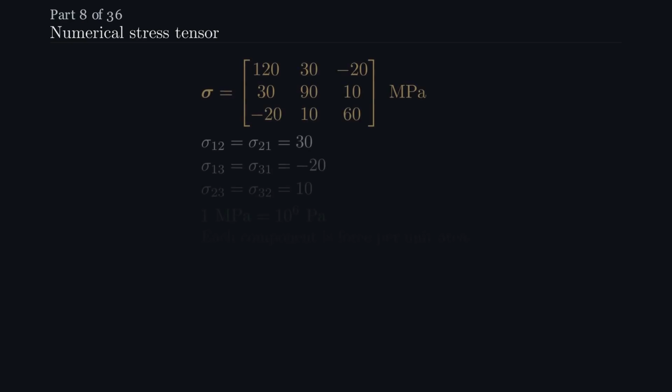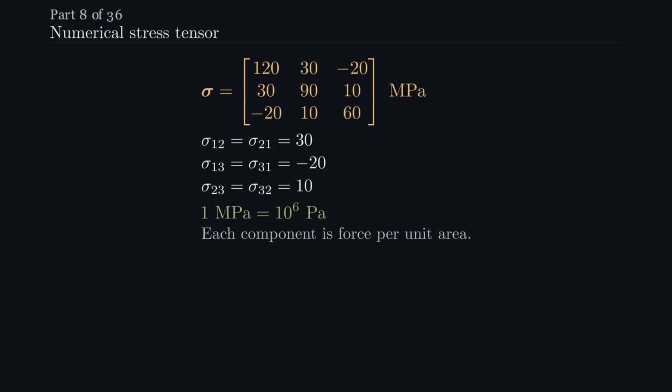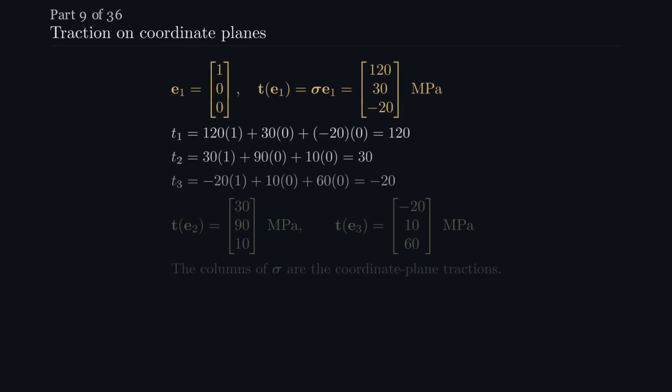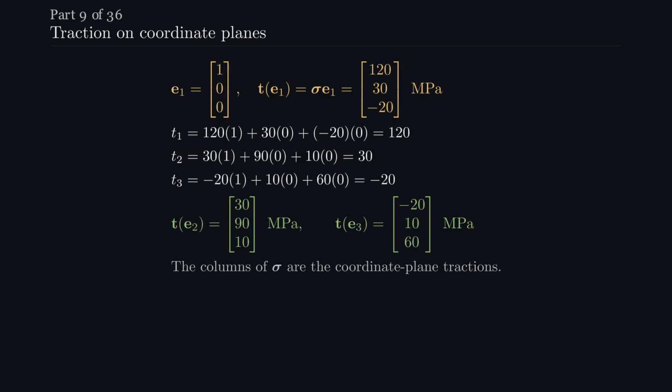We now use a symmetric numerical stress tensor in megapascals. The shear pairs are equal, confirming symmetry. 1 megapascal is 10 to the 6th Pascal, so every entry has units of force per unit area. On a coordinate plane, the calculation is simple. For n equal to E1, the traction is the first column of the stress matrix. Similarly, E2 gives the second column and E3 gives the third column. This is the physical meaning stored inside the stress matrix.